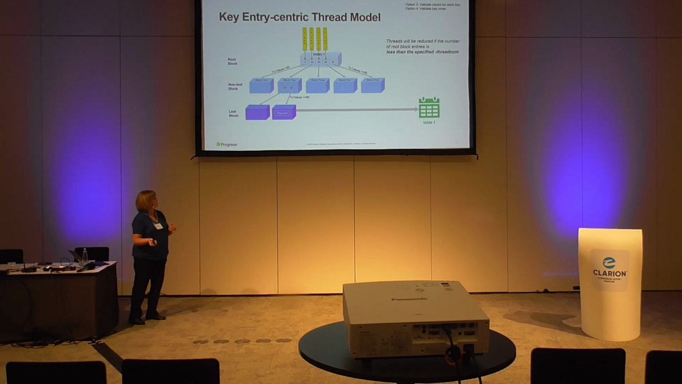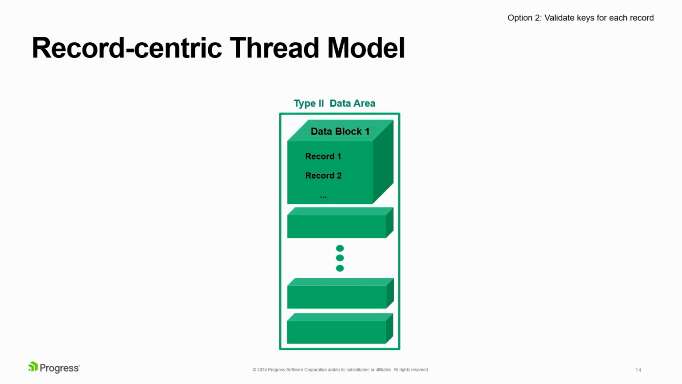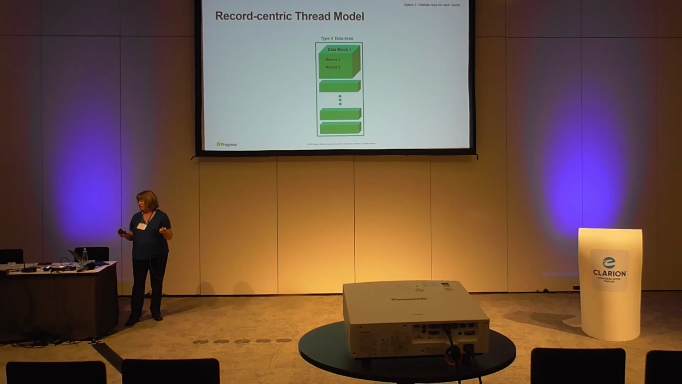Now, the opposite approach is the record-centric model. So this is a type 2 data area. Keep in mind, it's got to be type 2. We've got data blocks in there. They contain records.